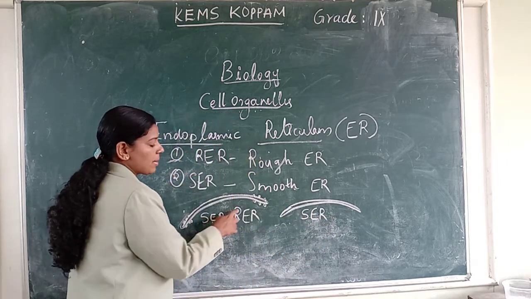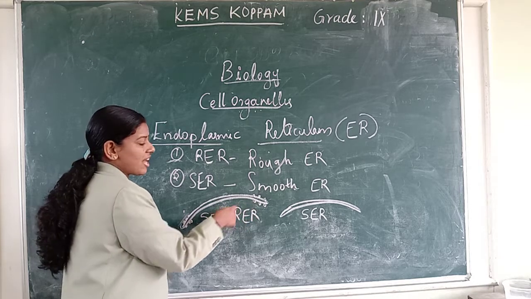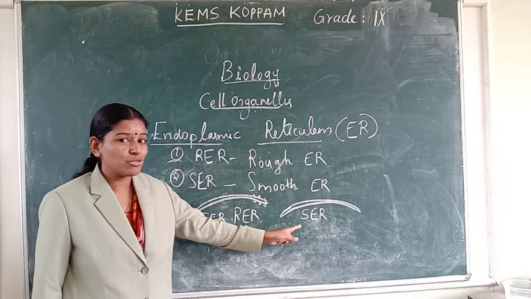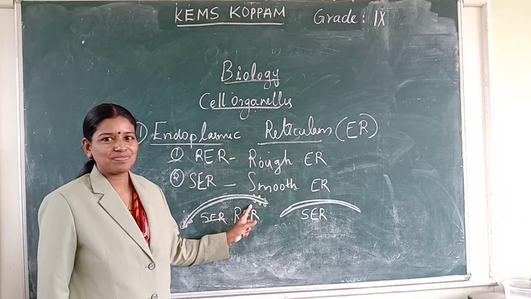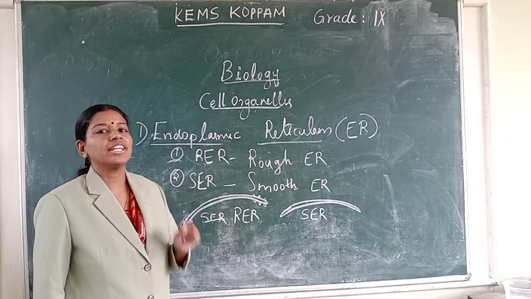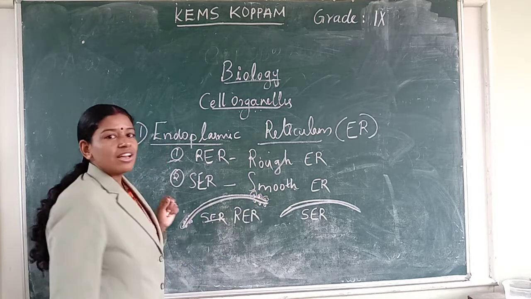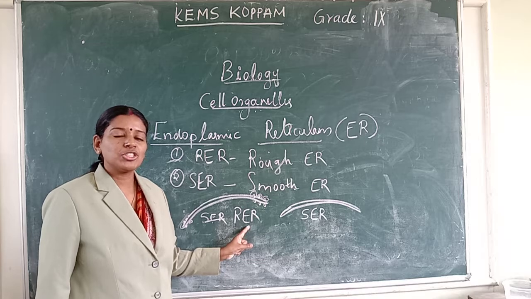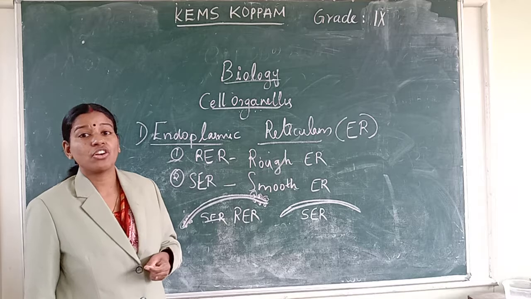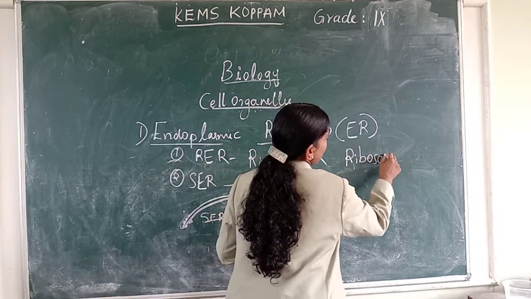Now this smooth ER becomes rough ER when some granule-like structures arise on its surface. Then the smooth ER is not smooth, it is rough. Understood? Its surface has these structures, so it is rough endoplasmic reticulum. What are these structures present above the endoplasmic reticulum which make it rough? These structures are called ribosomes, which is another cell organelle.